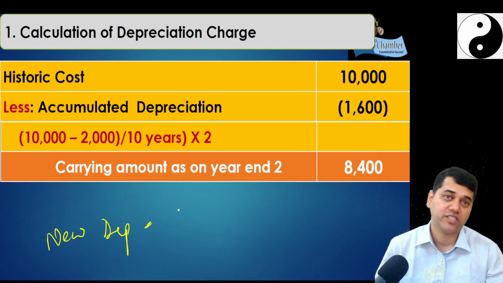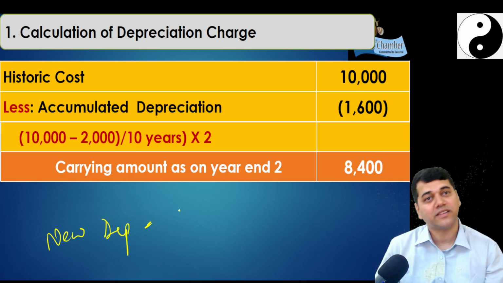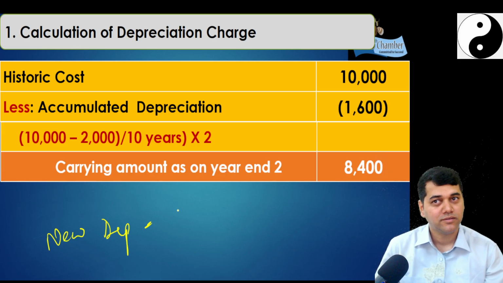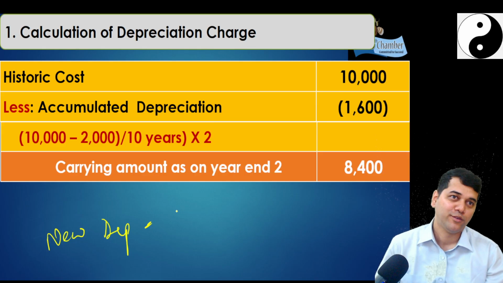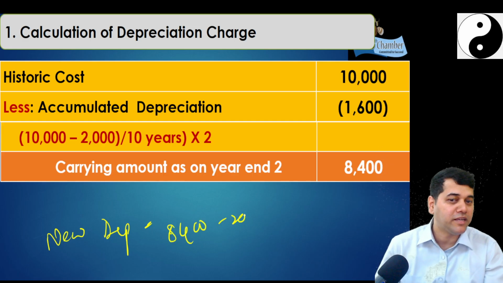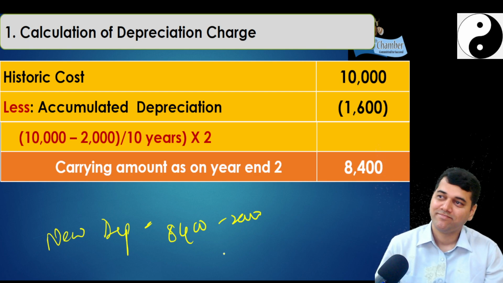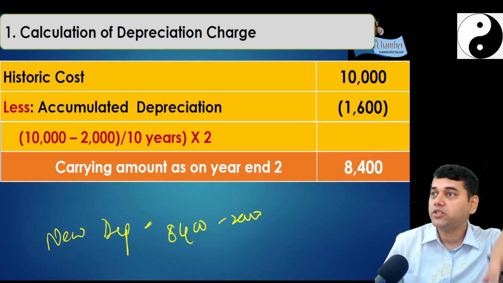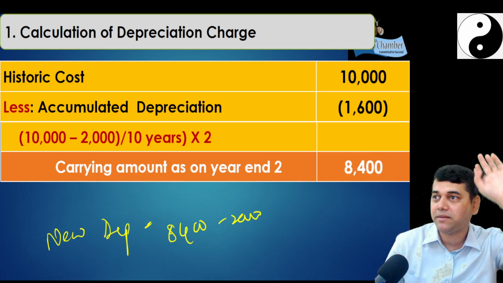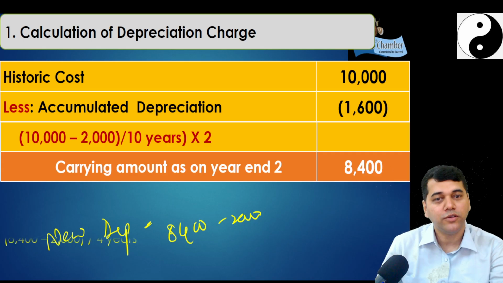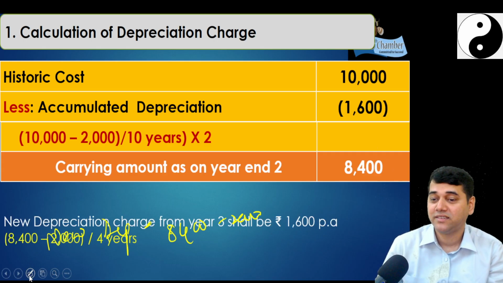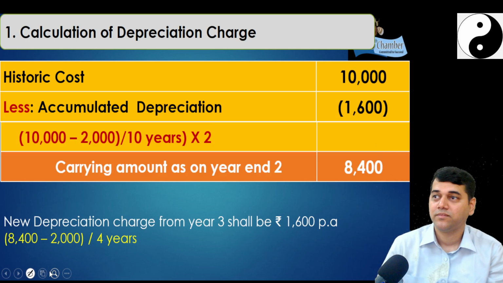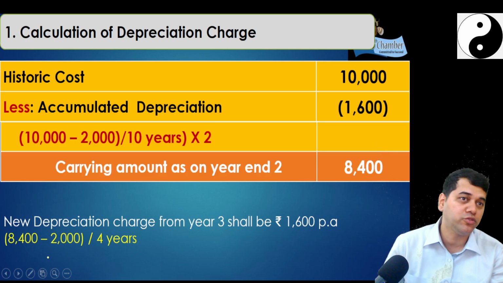What got changed? Did the scrap value get changed? Did they say scrap value became 0? No. So when you revise, it is 8,400 minus 2,000. Then what happened? Your book value of the asset becomes 0. You treat scrap as an income at that time. So your revised depreciation is 1,600. Follow? But what is the question they asked you?